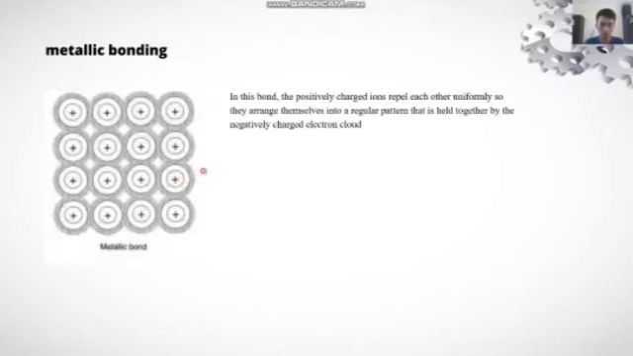Metallic bonding occurs when each of the atoms of the metal contributes its valence electrons to the formation of an electron cloud that surrounds the positively charged metal ions. Like this. Valence electrons are shared by all of the atoms. In this bond, the positively charged ions repel each other uniformly, so they arrange themselves into a regular pattern that is held together by the negatively charged electron cloud.